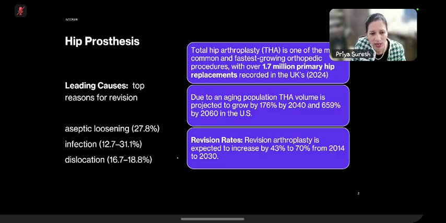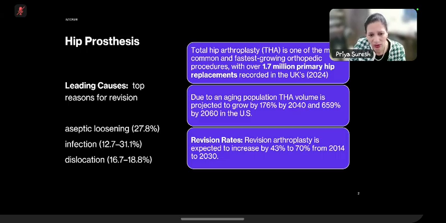The top three causes are, first, aseptic loosening. 27.8% of the patients will have it for that indication. The next one is infection, and then next is dislocation. Dislocation, to a certain extent, is quite evident on the plain radiograph. But infection, if it is very acute, may present with raised inflammatory markers and acute pain.